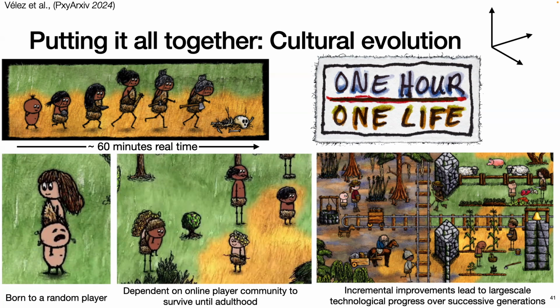So players live a virtual life in 60 minutes. They're initially born to a random player who's already online in the game. And they're initially dependent on an online community to then survive until adulthood, right? So each minute in the game is one year of virtual life. And in this 60 minutes, people make very, very small incremental improvements that lead to really large-scale technological progress over many, many successive virtual generations.